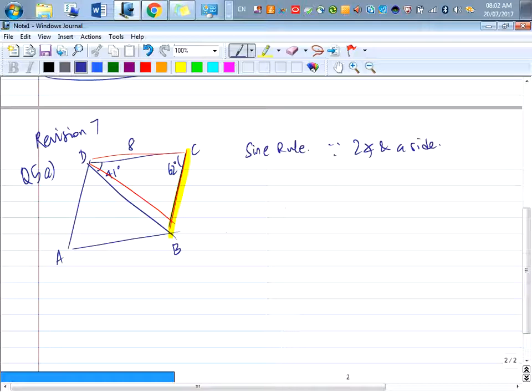Sophia, are you doing it? Ali, are you doing? Alfian, finished? What do you write first? BC over sine 41 degrees equals to 8 over sine 77. Right? Okay. Does anybody have any questions with Alfian's answer?